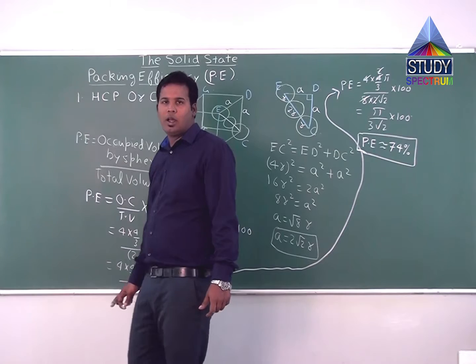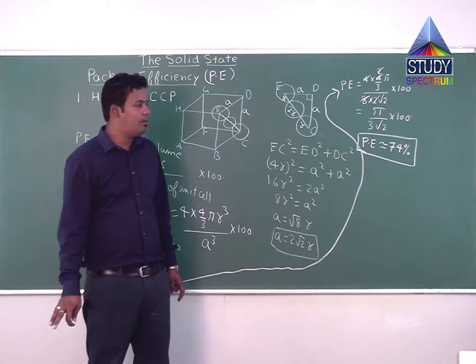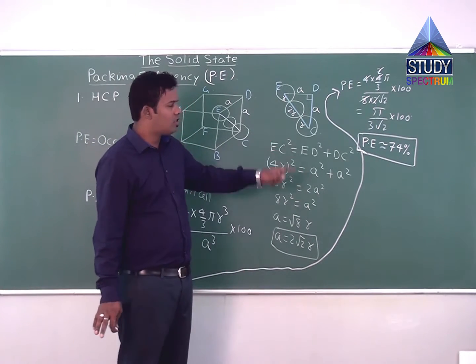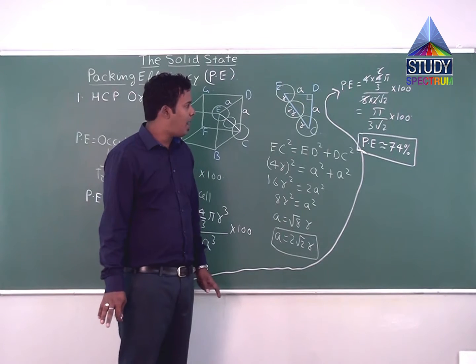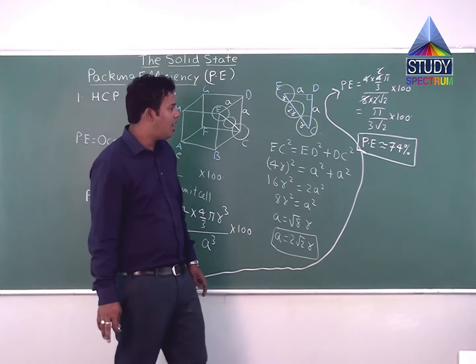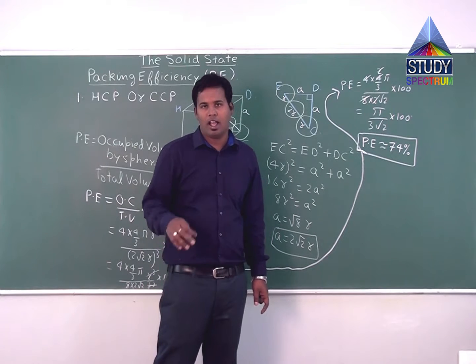Now since we are left with numbers only, it is very easy to calculate the packing efficiency, and if we solve these numbers by substituting the value of pi as 3.14 and root 2 as 1.414.